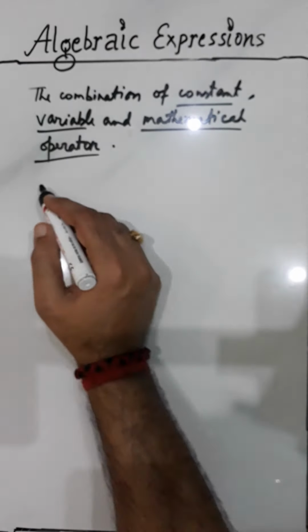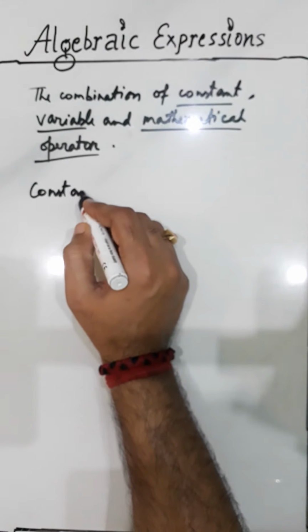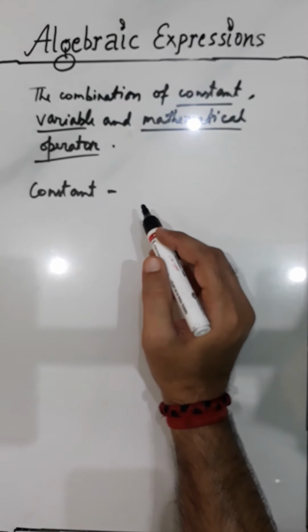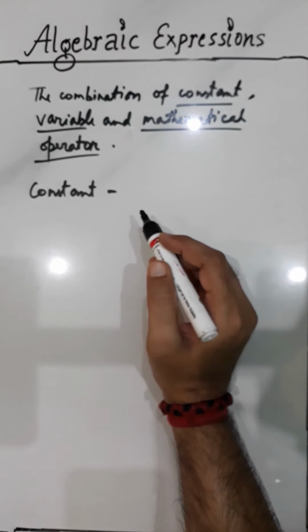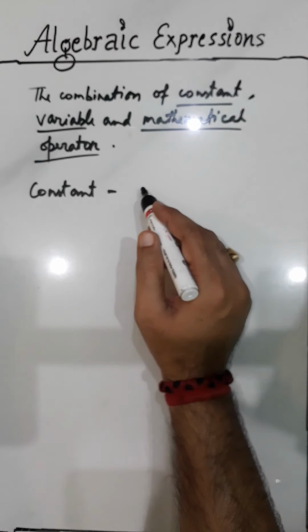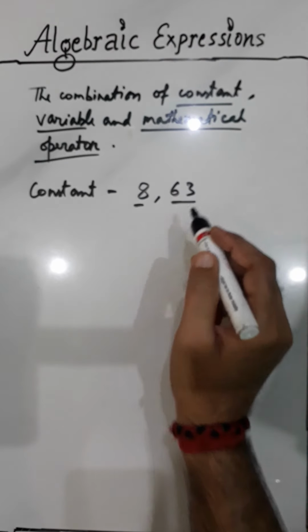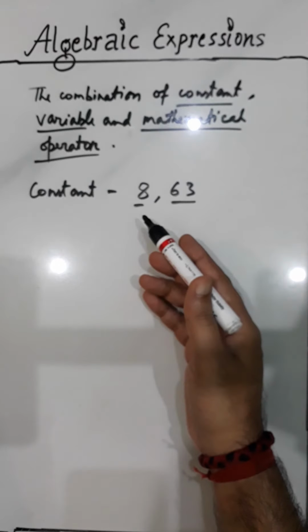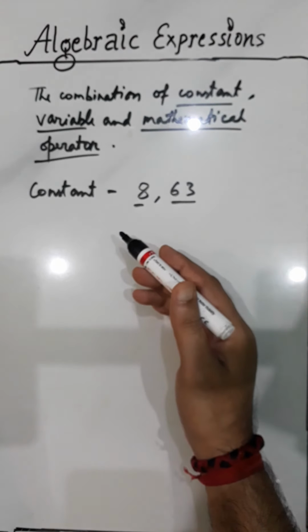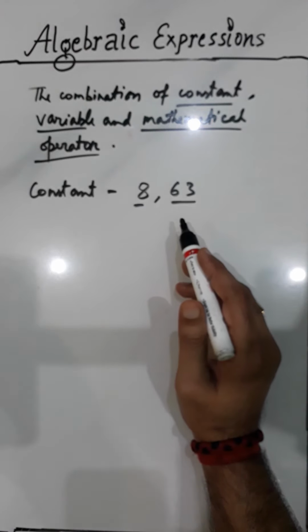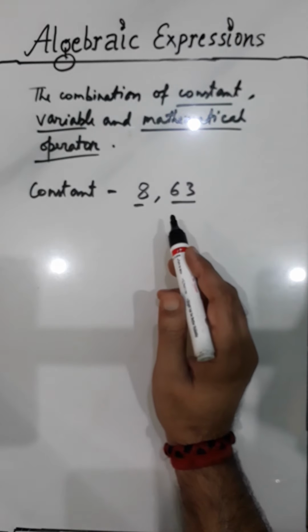So let us talk about constant first. In constant, what we find is that a symbol which has a fixed value is called a constant. For example, if you talk about 8 or 63, these are constants. Why? Because at no point is this 8 going to be treated as something else, and 63 will remain 63 wherever you use it. That is why these are constants.